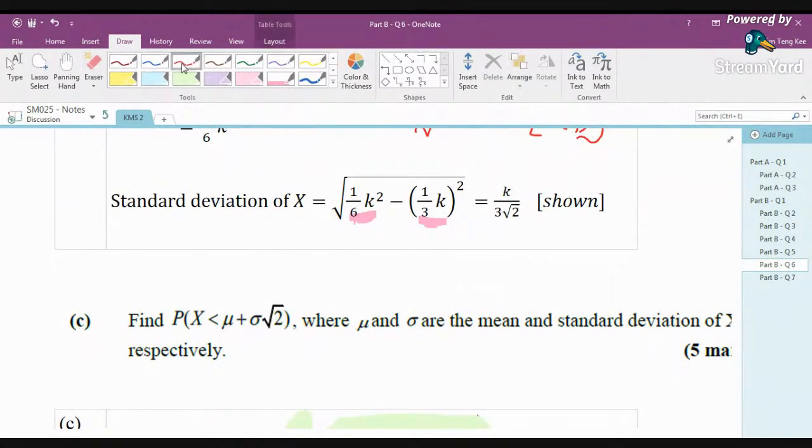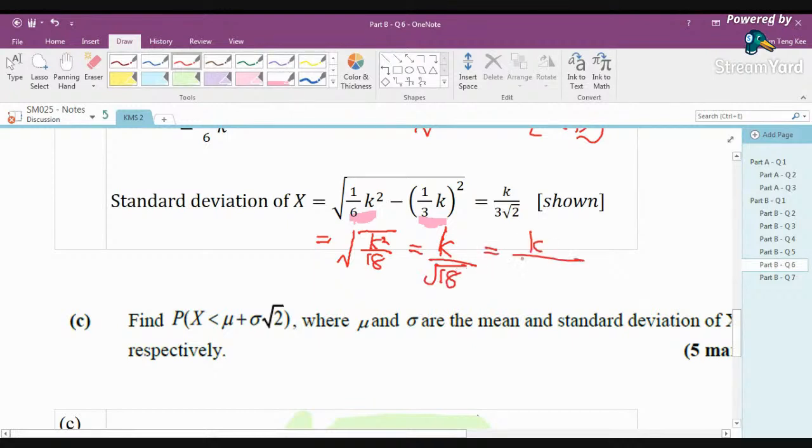Okay, if you are not sure how to get the answer, let me do the steps in a bit more detail. By the time you simplify, you have the answer as square root of k squared over 18. Square root of k squared, I get k, over square root of 18. Square root of 18 is the same as square root of 9 multiplied by square root of 2. Square root of 9 gives me 3, so 3 square root of 2. And for those of you who see square root of 18, you can directly get 3 square root of 2.